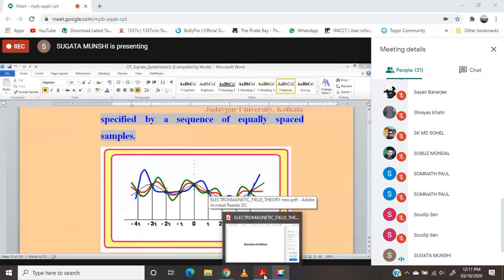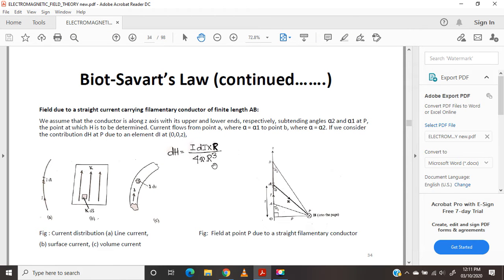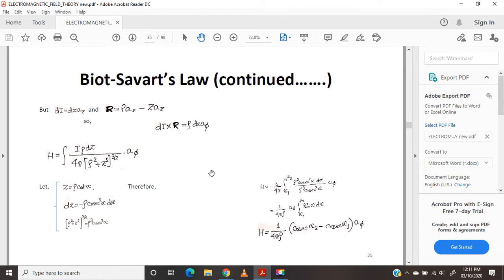So what's the way out? I have shown here 4 analog signals, but you can have an infinite number of such analog signals whose sampled data version will be the same.